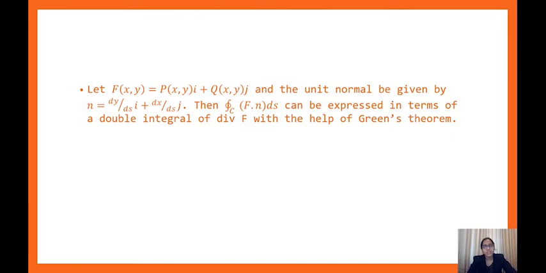So we can express this integral over C of F dot n ds in terms of a double integral of the divergence of F with the help of Green's theorem. This is how we are going to introduce the concept of the divergence theorem. Actually, this has come as an extension of it. The integral over C of F dot n ds can be expressed as the double integral of the divergence of F. That can be proved with the help of Green's theorem.